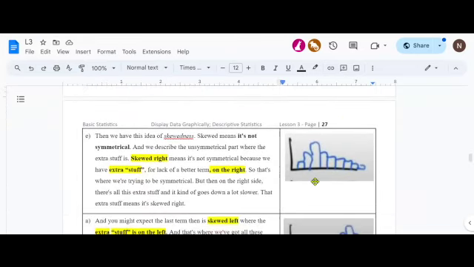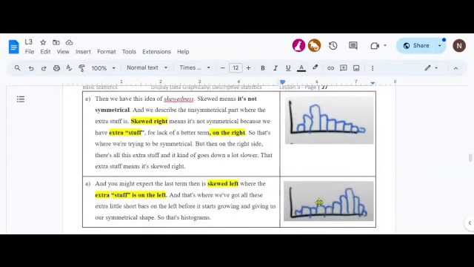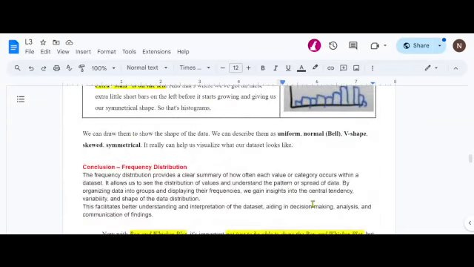Another one, skewness. Now, where is the tail? On the right side. We call it what? Skew to the right, because the tail is on the right. Now, there is something called skew to the left. That's where is the tail? To the left. Okay.